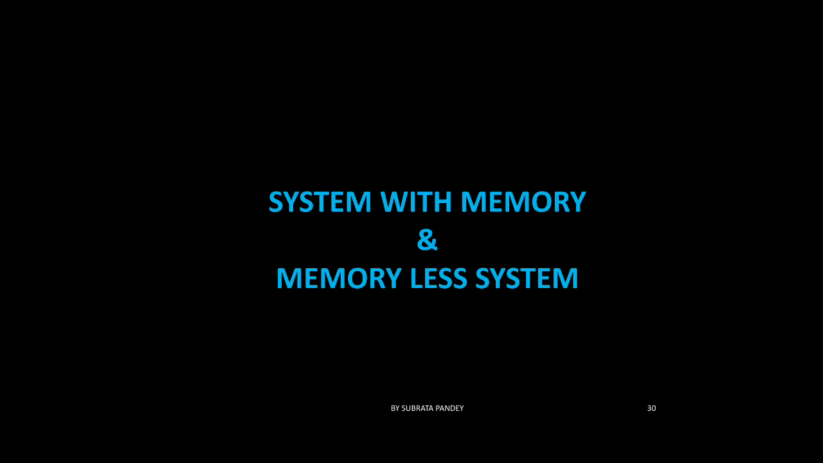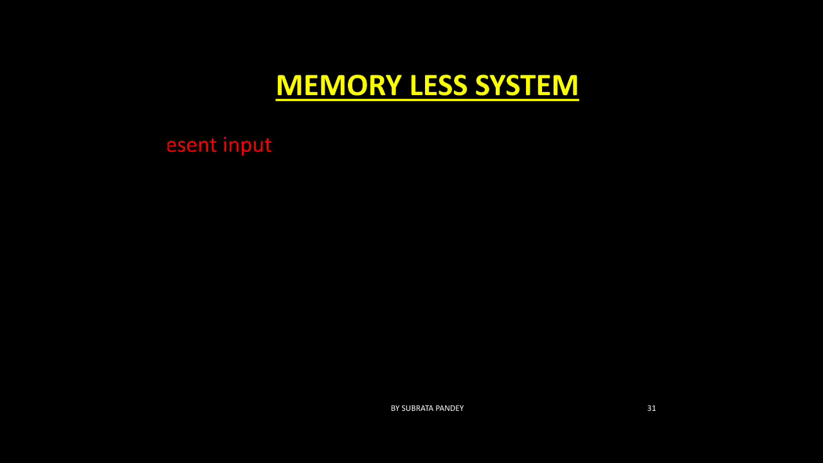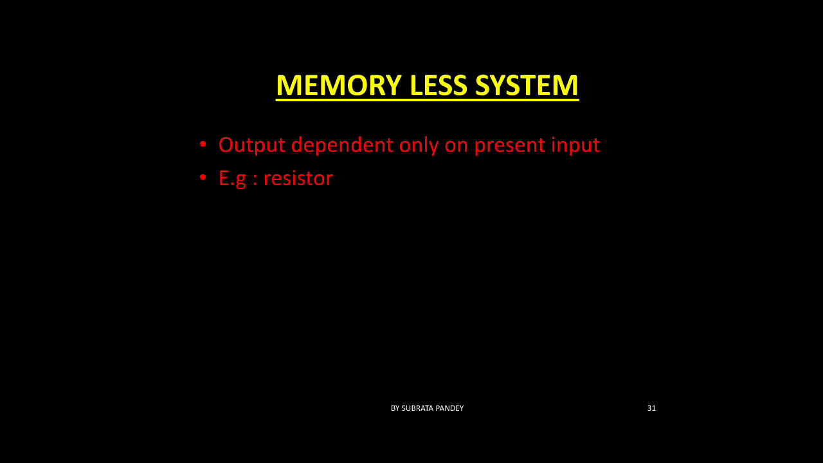So let's talk about systems with memory and memoryless systems. What is a memoryless system? A memoryless system is one whose output is dependent only on the present input, such as a resistor. A resistor is a memoryless system because it does not store energy. So the properties of the resistor, that is voltage or current through it, are only dependent on the current values of those properties like voltage and current.